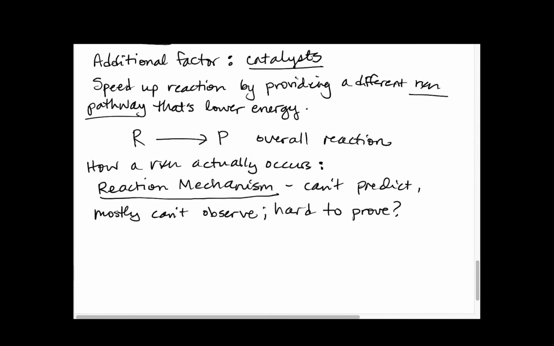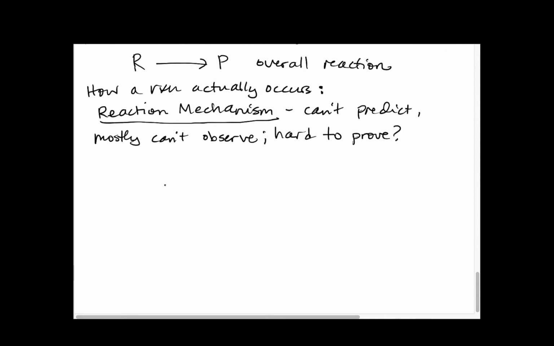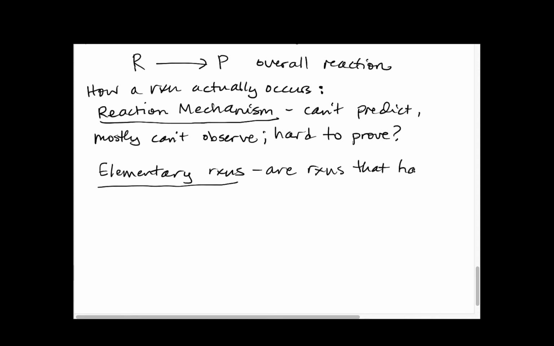So we need to do one additional definition before we get into some examples. This definition that we need is elementary reactions. Elementary reactions are reactions that happen exactly as written in one step. And we have three kinds of elementary reactions.